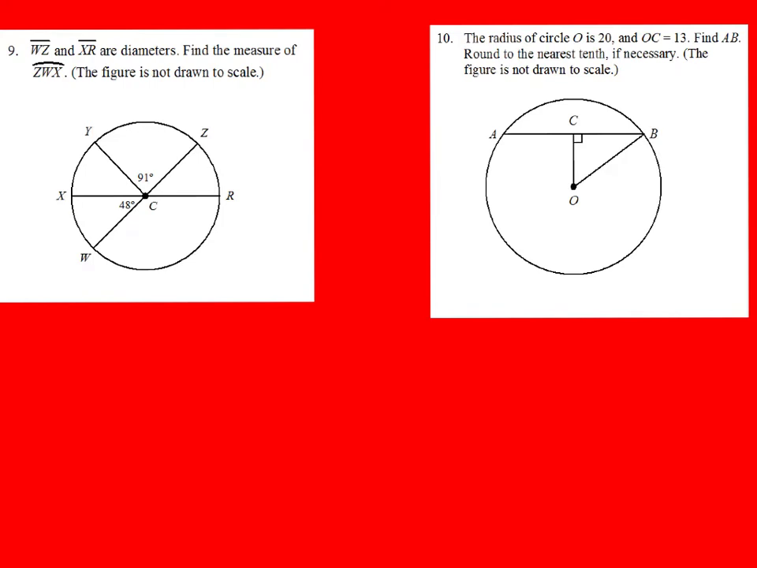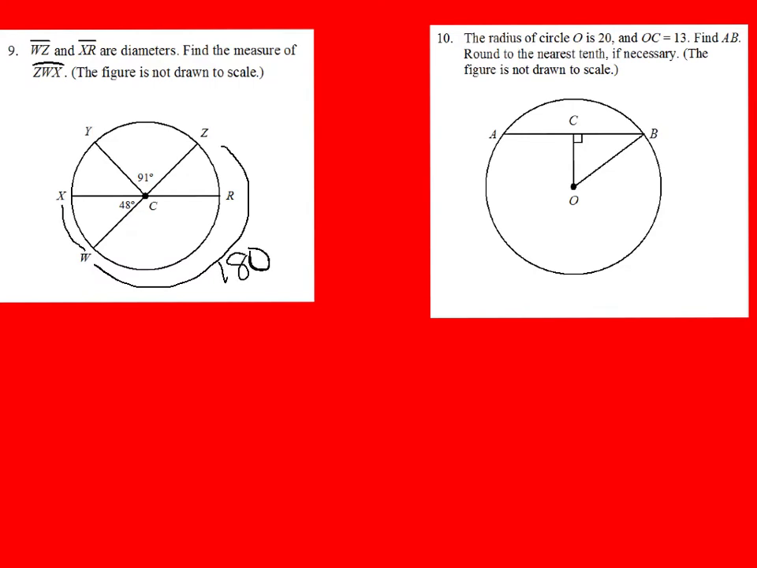All right, in number 9, it says that WZ and XR are diameters. It says find the measure of arc ZWX. So the arc ZWX, we want to find this big arc right here from ZW to X. Okay, well, if we know that WZ is a diameter, then we know this whole arc right here is 180. So this is 180 from here to here.